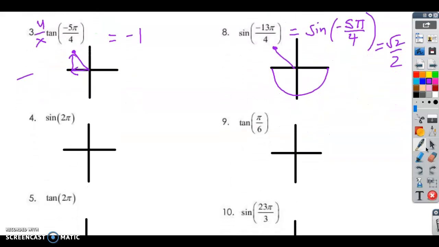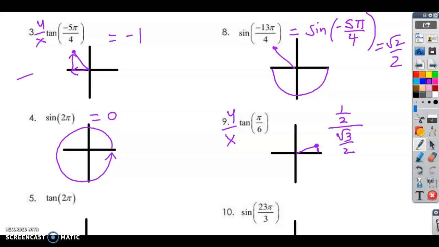The sine of 2 pi all the way around, sine is y, so that is 0. Tangent of pi over 6, quadrant 1, short angle, remember it's y over x. I just say you memorize these, the tangent of pi over 6 and tangent of pi over 3, because you don't have to divide these numbers each time. So if I do y over x, the y distance is a short one, so I'm going to do 1/2 over x, which is the long one, square root of 3 over 2.